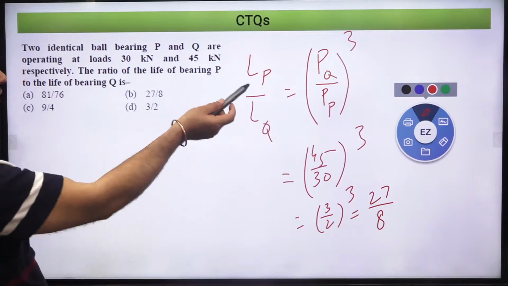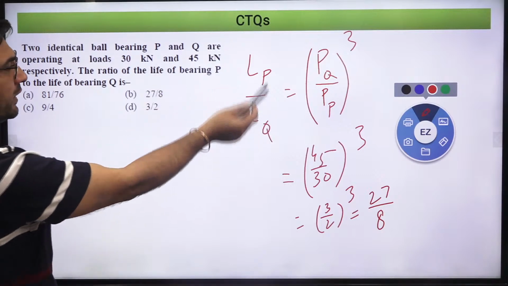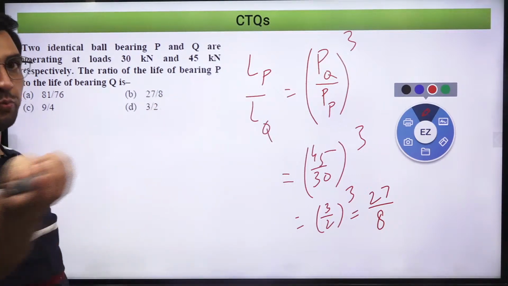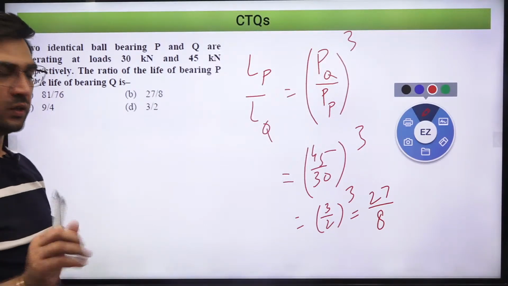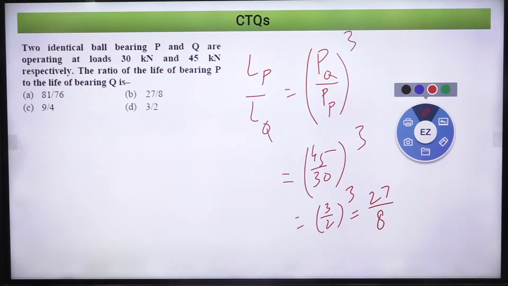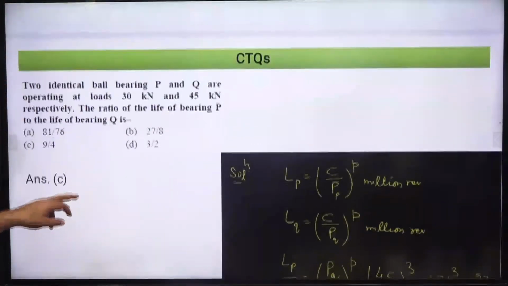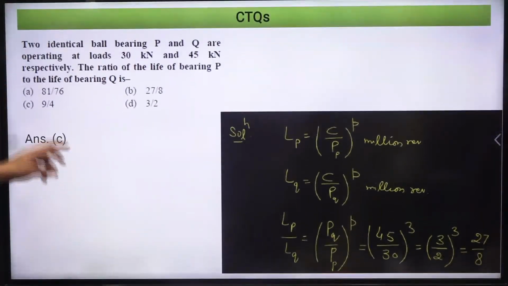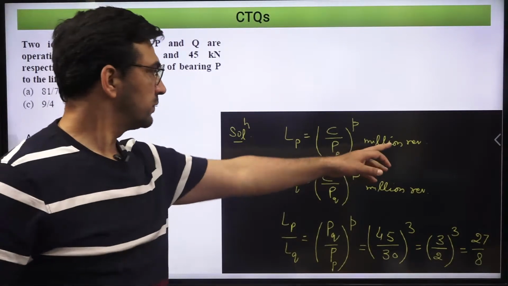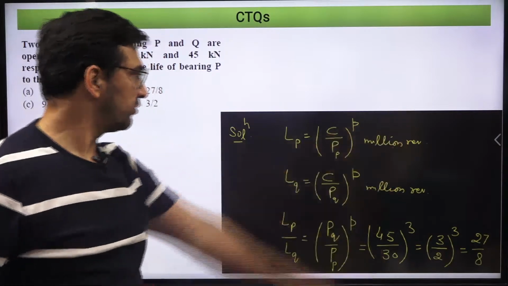Again, same thing. Only difference being over here, I'm writing in terms of P and Q. C will cancel out because the dynamic load carrying capacity is going to remain the same. None? Okay, so we can go ahead now. Either you write it in million revolutions or you write 10 to the power 6 revolutions, the meaning is the same.